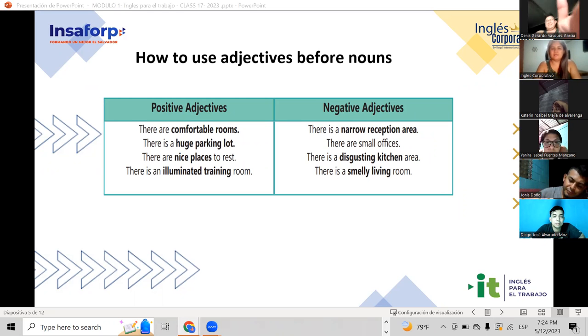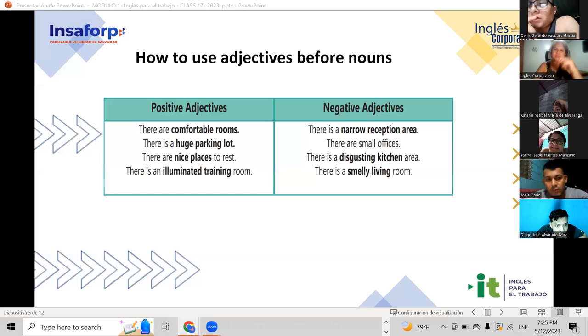Now. Okay, the first one that we have. Comfortable. Comfortable, okay? There are comfortable rooms. There is a huge parking lot. There are nice places to rest. And there is the illuminated training room. Okay, do you know what is illuminated? Ajá, un lugar iluminado, mucha luz, okay? Huge, vimos ayer qué significa, ¿verdad? Huge, grande. Es enorme, hay suficiente espacio para parqueo, okay? Parking lot means parqueo, okay?